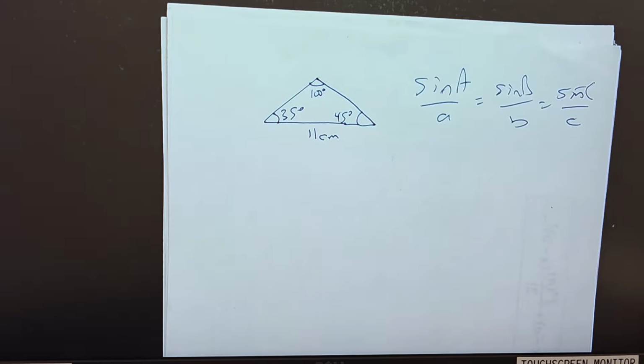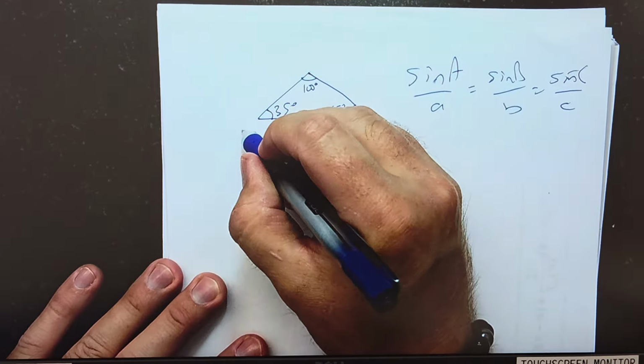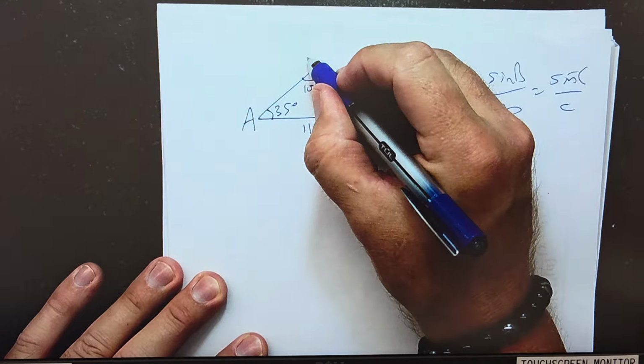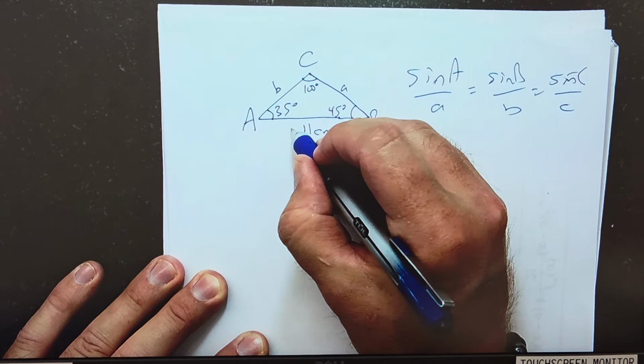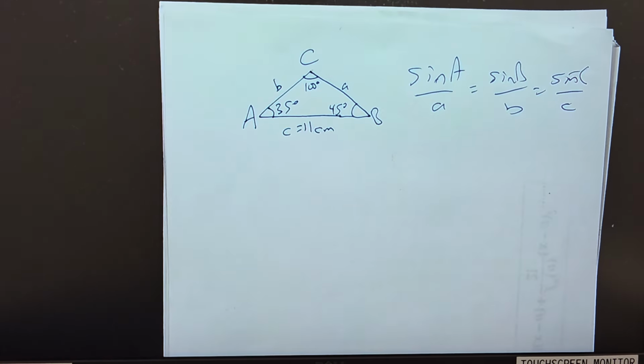One thing I want to do is label this. Otherwise, I don't know where to put stuff. So what do you guys want to call this angle, 35 degrees? Which letter? A. Okay. What about 100 degrees? C. I love it. And then 45 would be B, which means this is little b, this is little a, and 11 is little c. Yes? You guys with me?